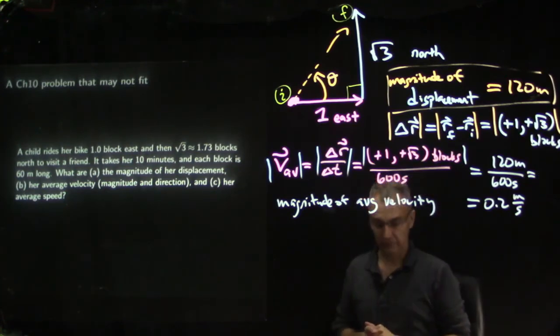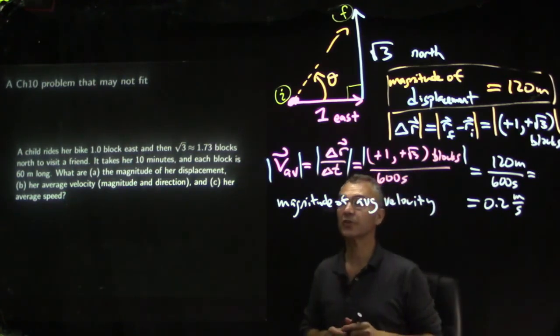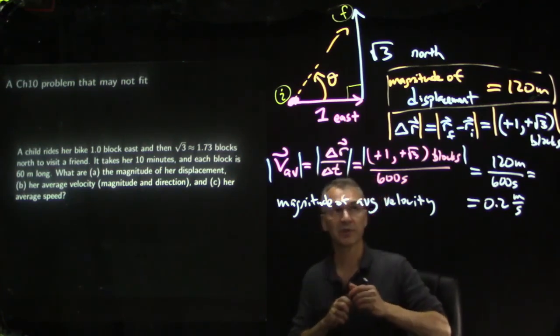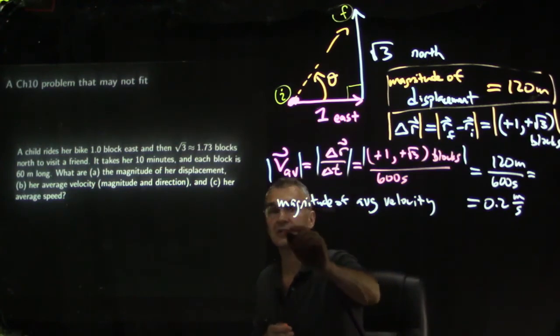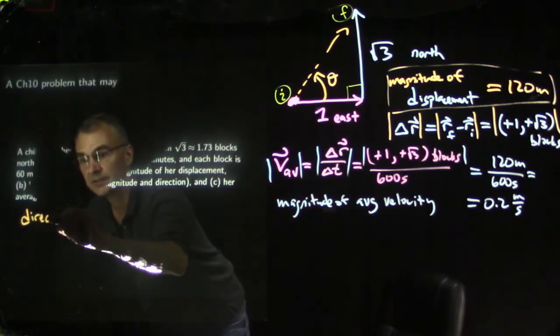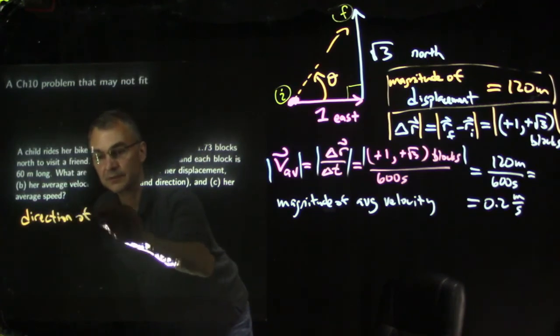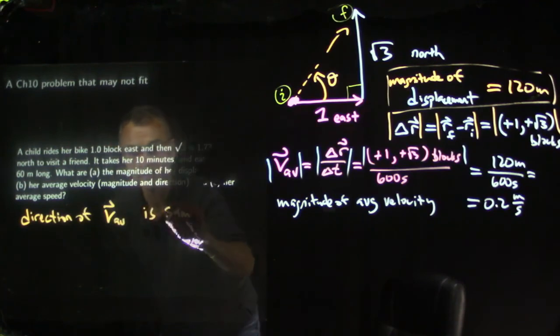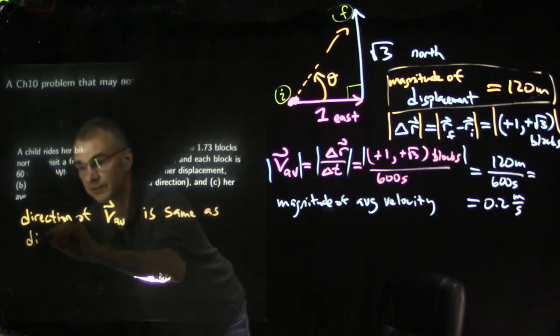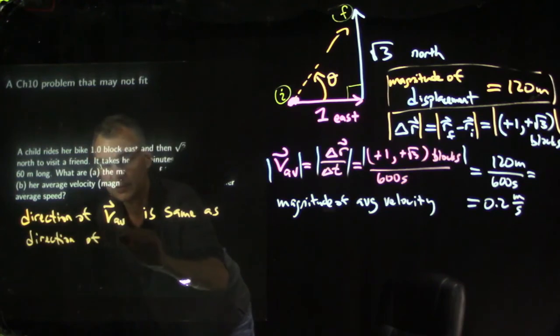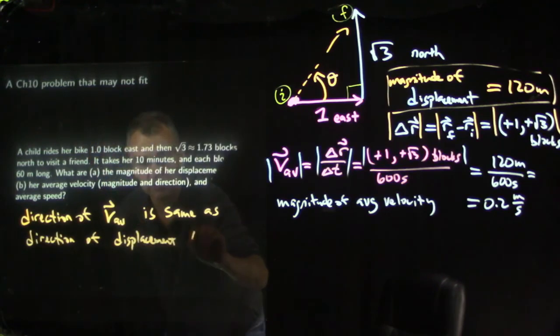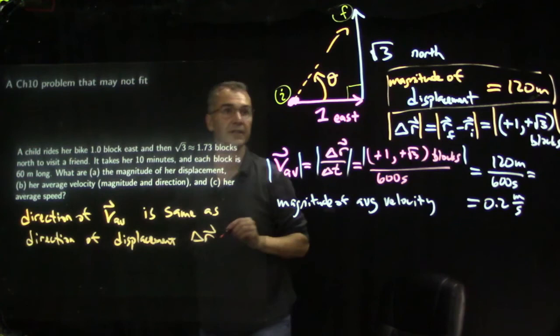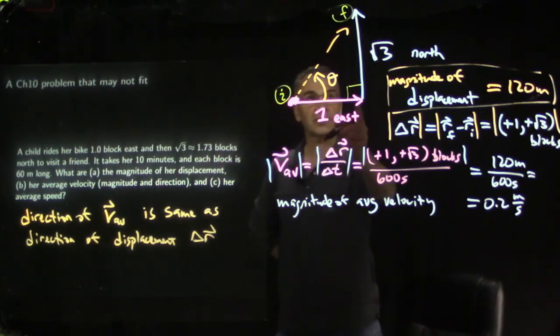How about the direction of her average velocity? Well, the direction of her average velocity is going to be the same as the direction of her displacement. So actually, the direction of average velocity is the same as the direction of her displacement. The displacement, which usually we write delta r. And so this is root 3 north, 1 east.